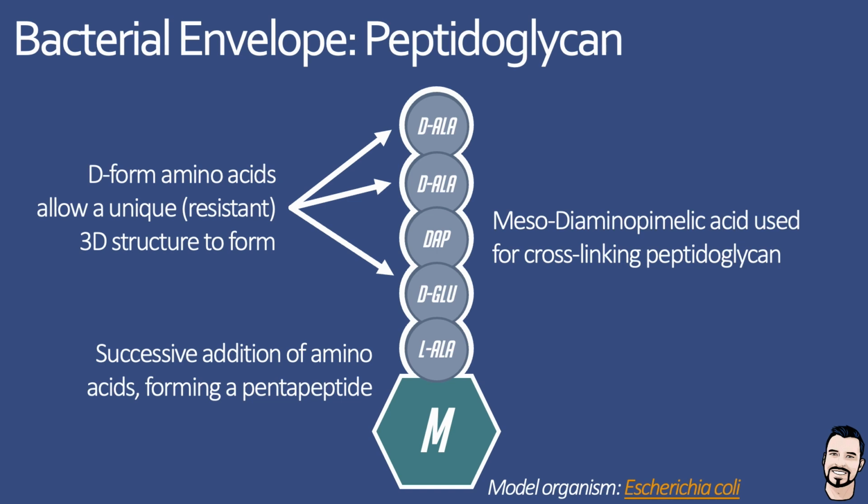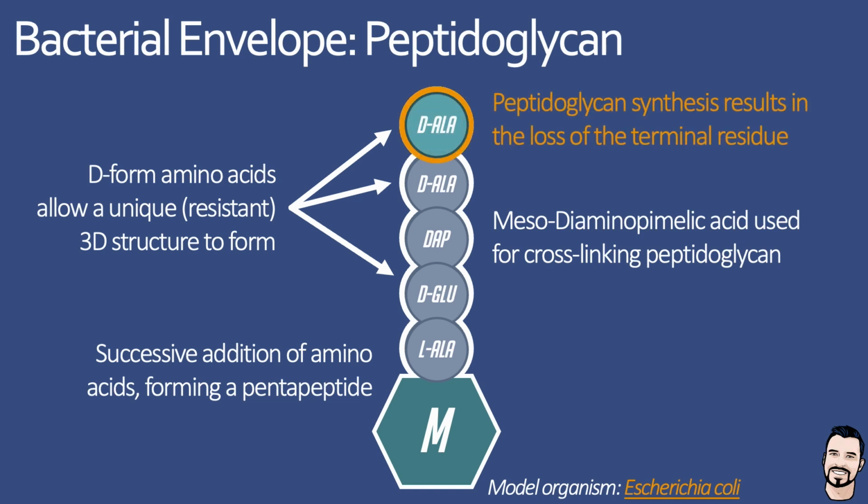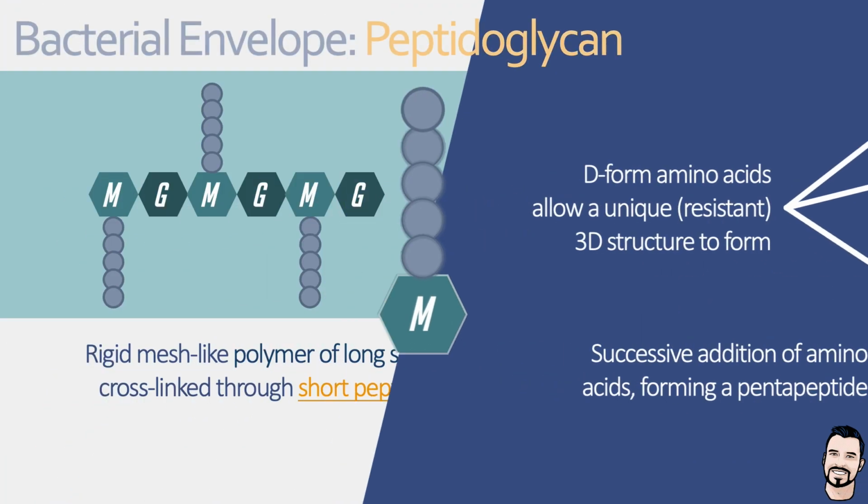And I guess finally, it's quite common for more amino acids to be present during the building stage. So when forming this short side chain in E. coli, 5 amino acids are added. However, when peptidoglycan is formed, the terminal D-alanine residue is lost as a crosslink forms. But what actually does this look like?